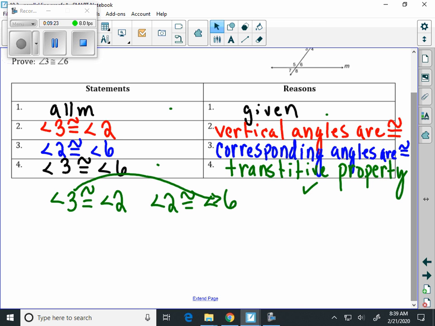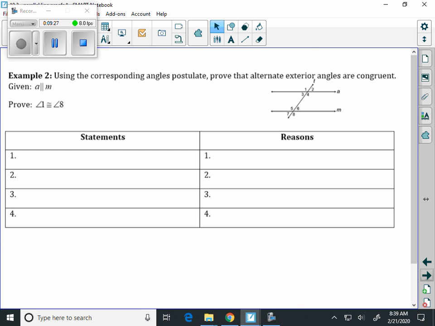Well, let's take a look at the next one here. And again, once you do a couple of them, they all seem to be the same. These ones blur together in my mind because it's the same thing every single time. So we've got the same picture this time on example number 2. And it says, using the corresponding angle postulate, prove that alternate exterior angles are congruent.